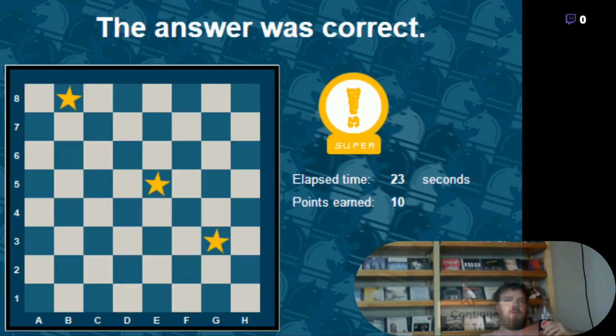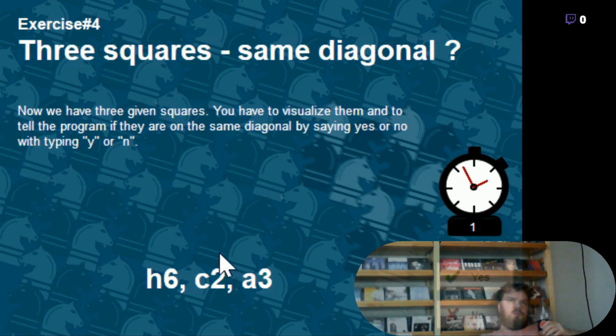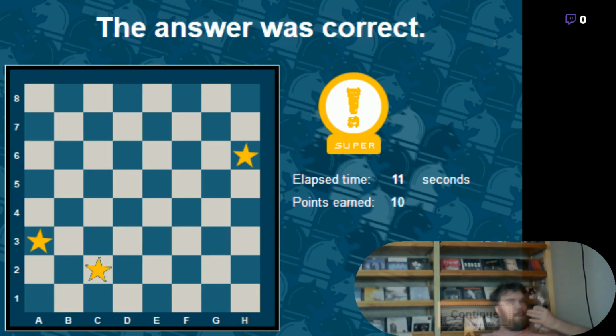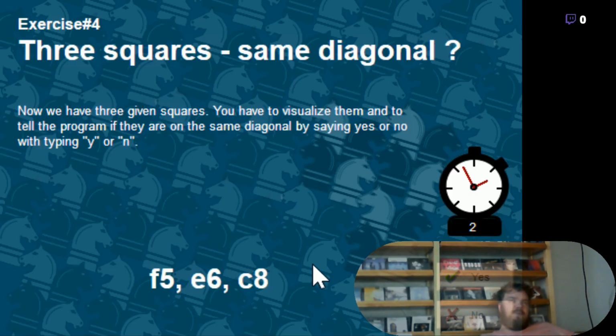That leads to E5, and every square is above this diagonal to help the visualization. H6 is leading to C1, so they cannot be same diagonal. F5 is this light square. When it's going upwards, it does meet E6, D7, C8.